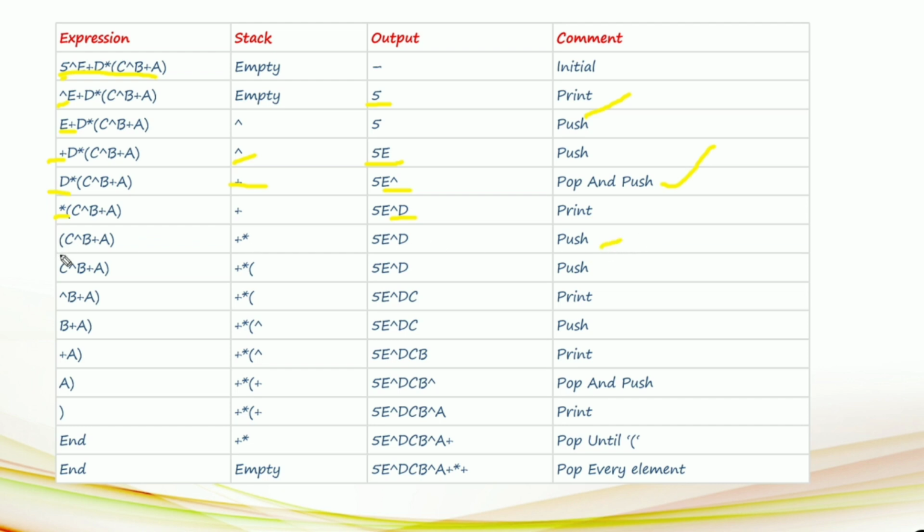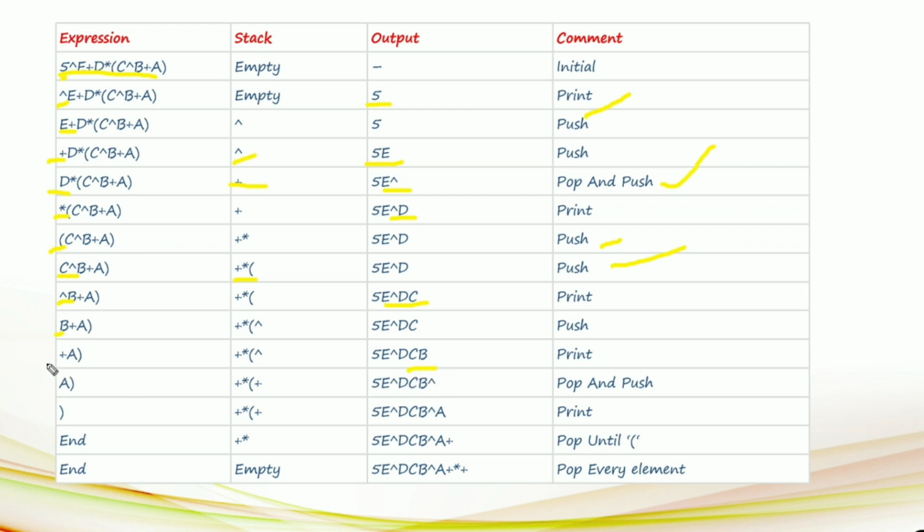And next scanned element is the left parenthesis. So left parenthesis is pushed into the stack. The operation is push. Next scanned element is C, that is directly written into the output. Next scanned element is exponent. Exponent is directly pushed because the top is the left parenthesis. Next scanned element is B, which is directly written to the output.